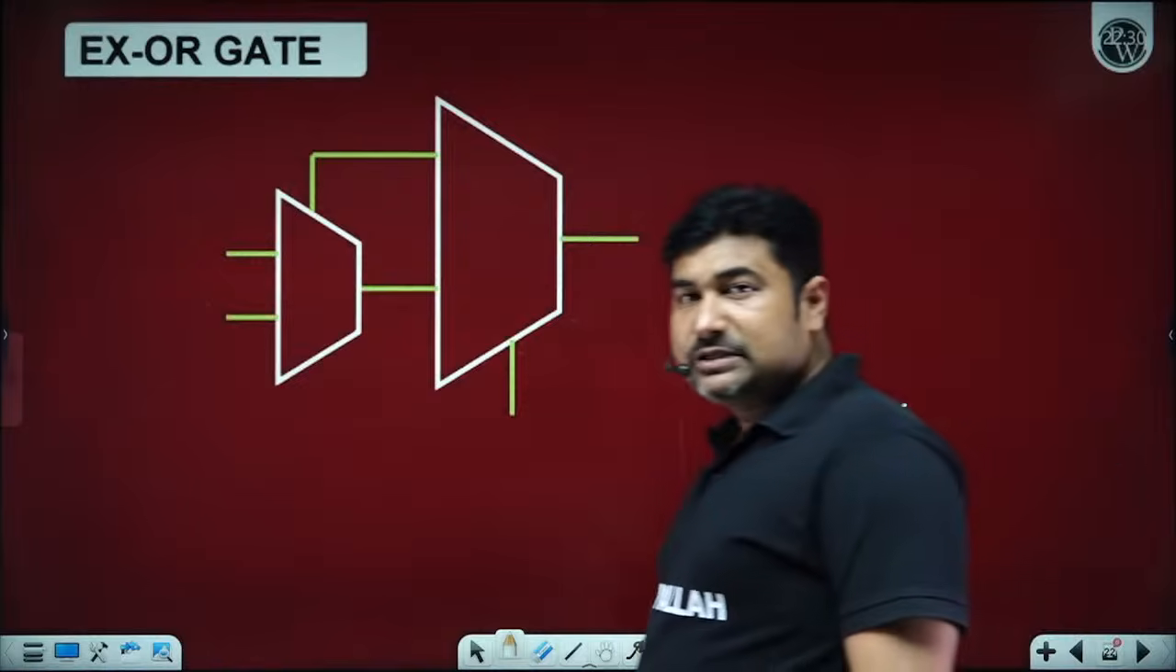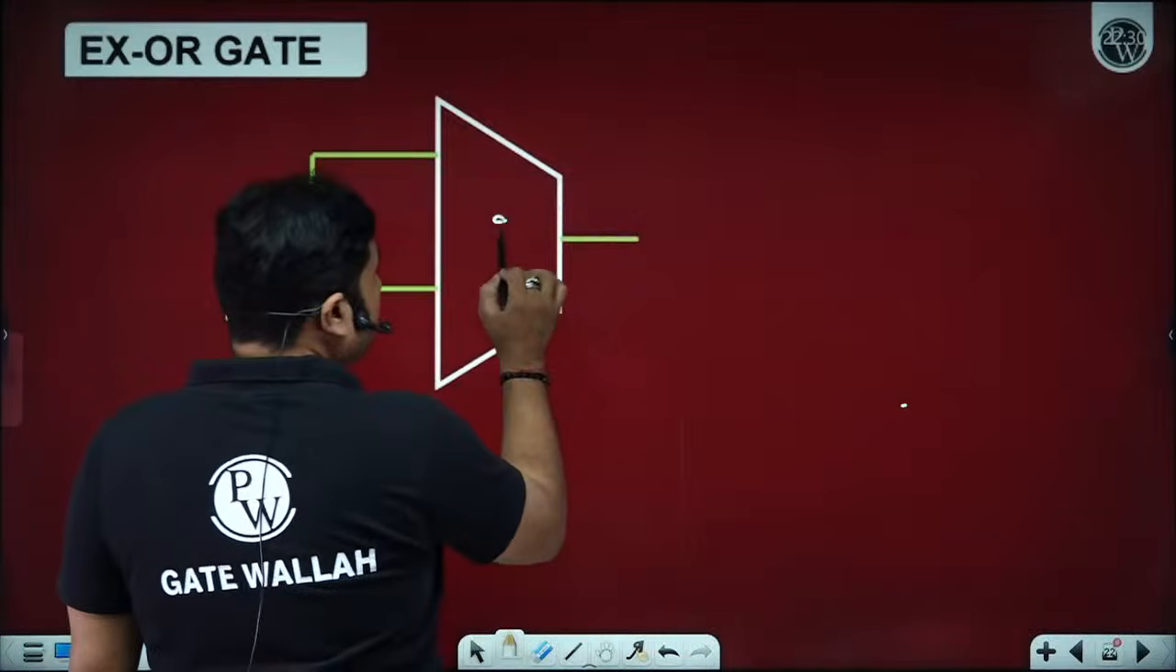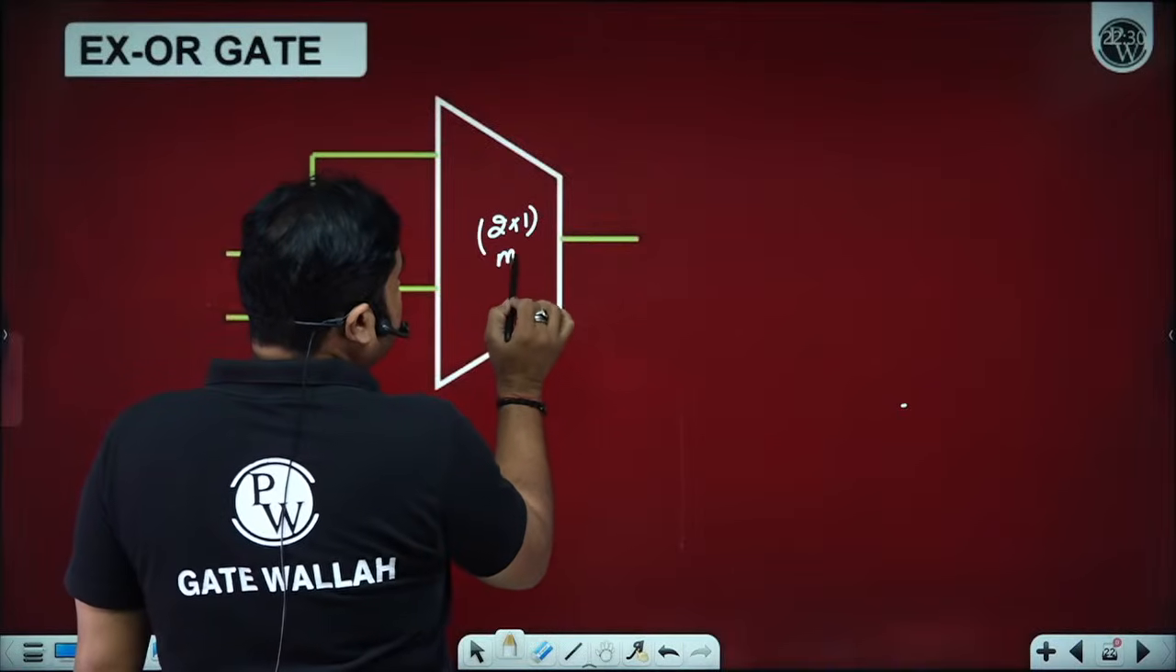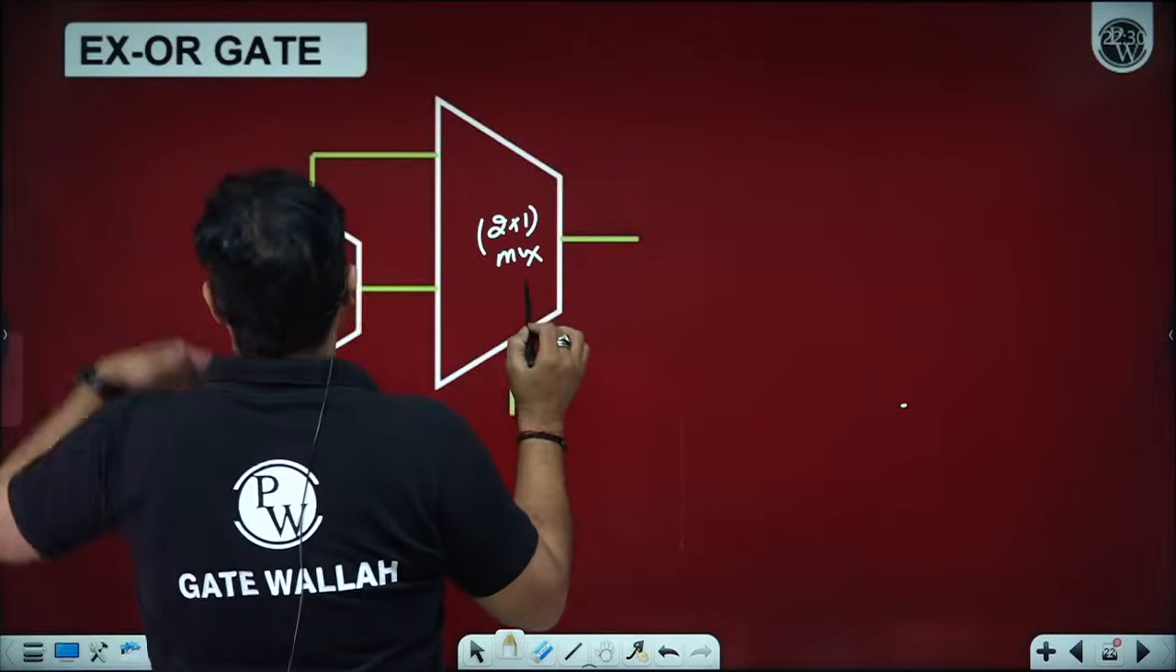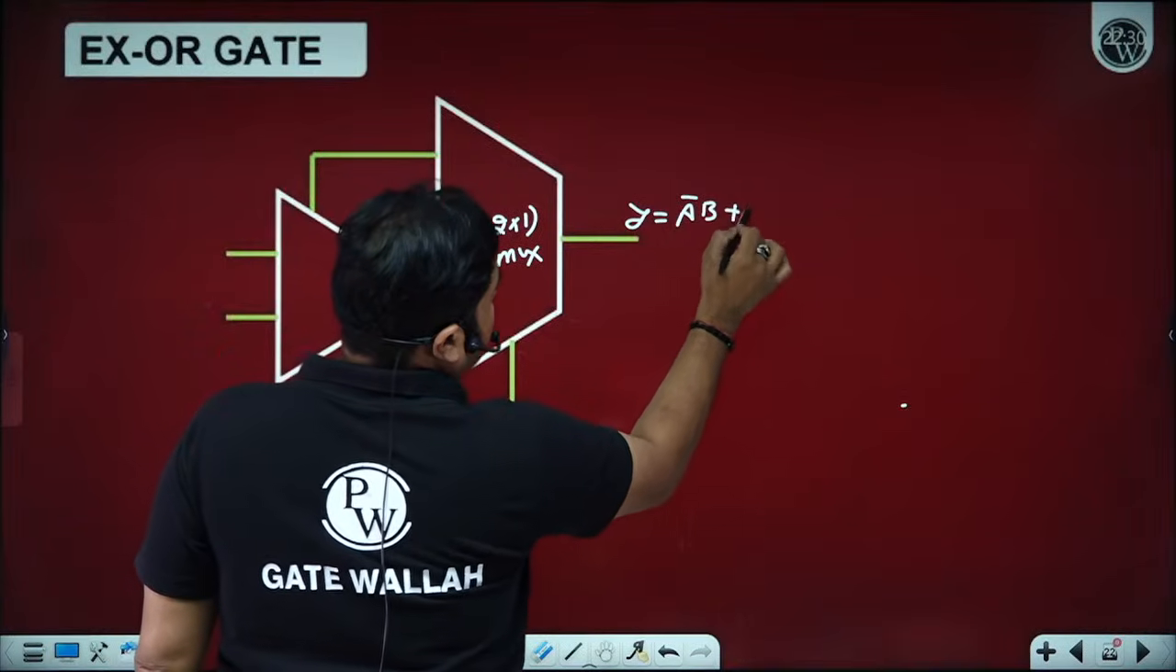Can you implement an XOR gate as well? Let's talk about the XOR gate. So we have 2 cross 1 size mux. I want to implement an XOR gate. XOR gate means Y is equal to A bar B plus A B bar.